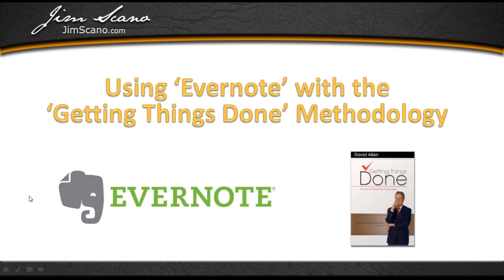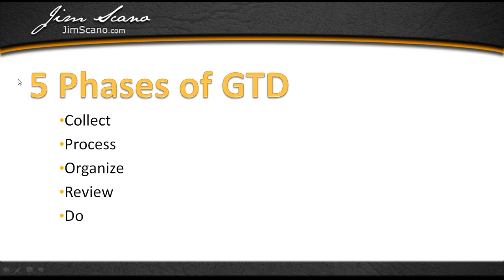So just a real quick review. Remember in David Allen's book, the premise behind the whole thing is he's got five phases of getting things done in your life. And that's home life, work life, any part of your life. The five basic phases of getting things done are to collect information, process the information, organize the information, review the information, and do the information.